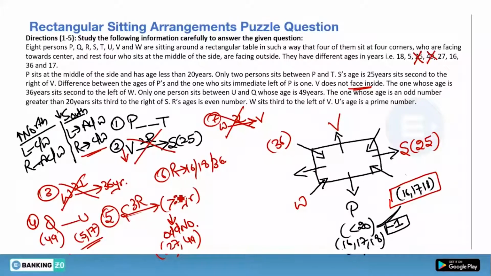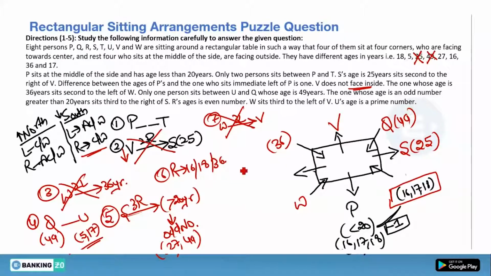Now between Q and U there is a gap of one person. So where can I put Q? I cannot put Q here because we know the age of Q, that is 49. So Q cannot come here. Q cannot come here also because there is no space left for U in this place. So only one place is left for Q, that is this one, and Q's age is 49 years.